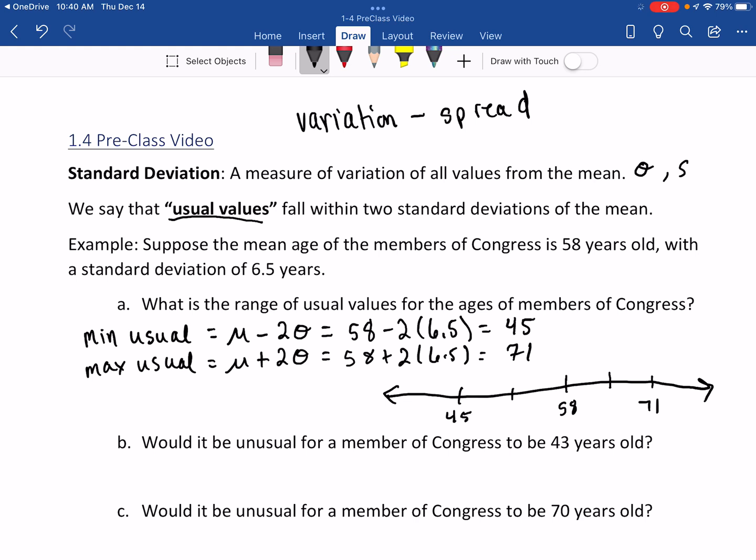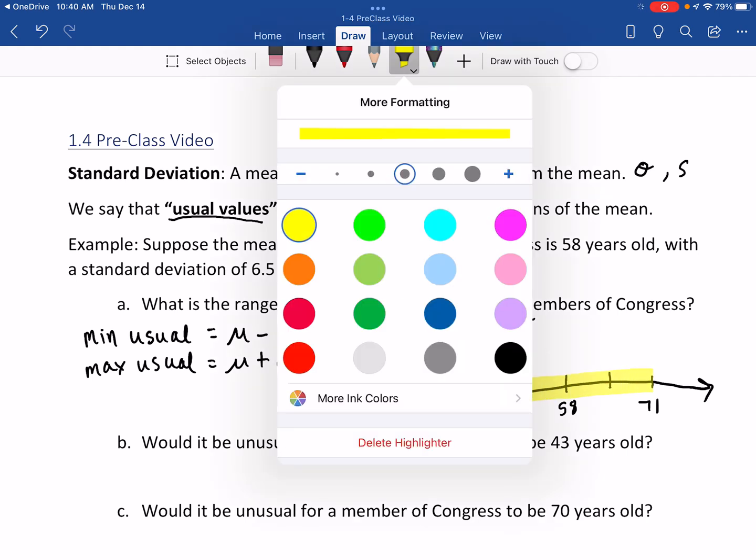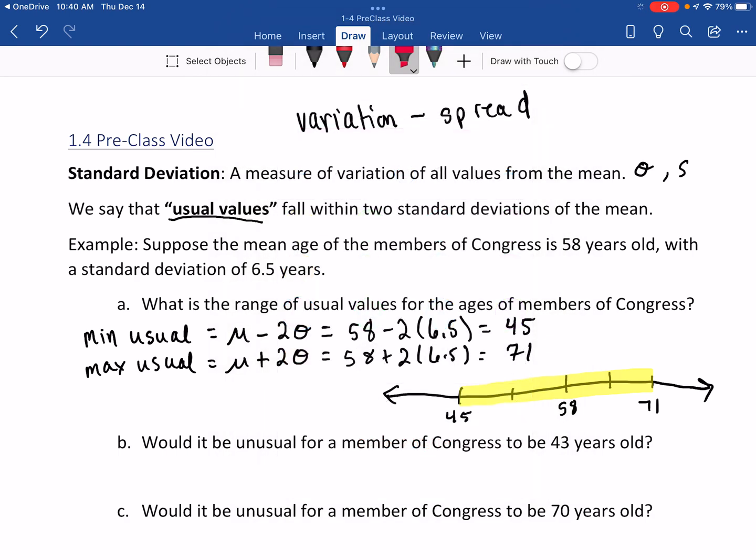Can we highlight the usual area? And then can we highlight what would be unusual, maybe a different color? So we'll make it red. If the age is less than 45 or more than 71, we would call those unusual, because they're getting pretty far away from average. So there's kind of a cutoff there.